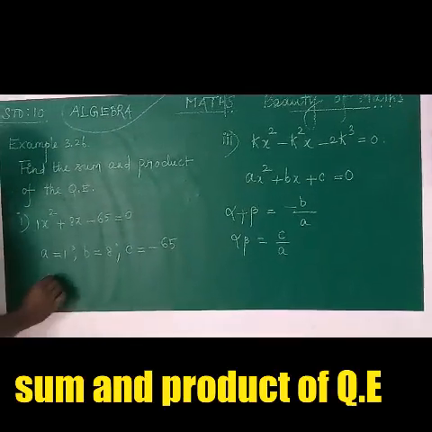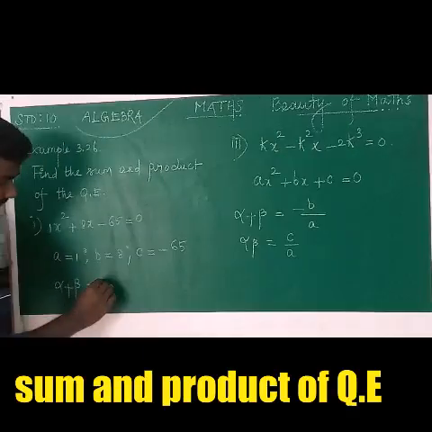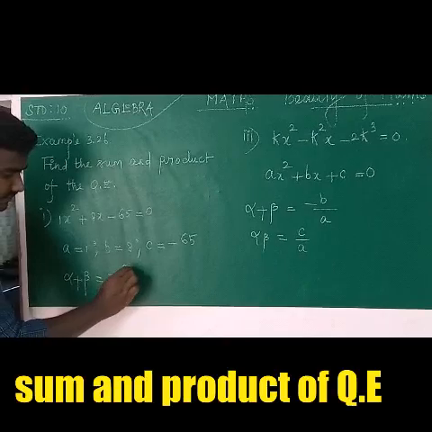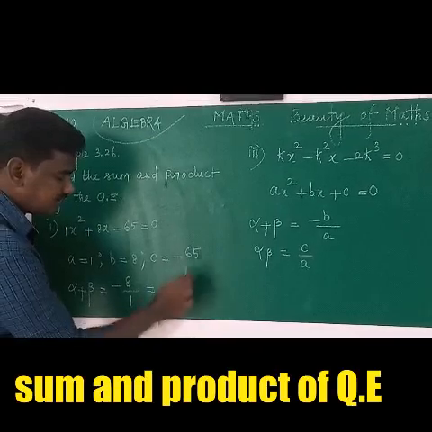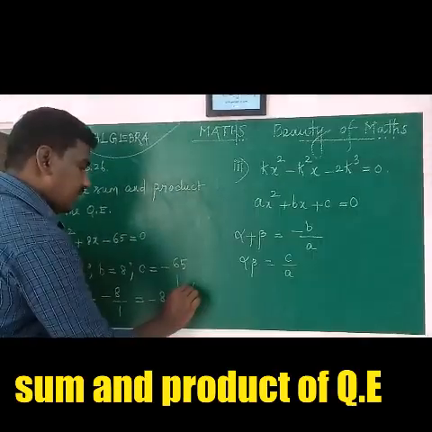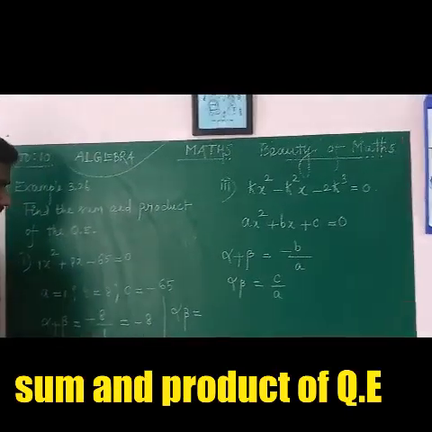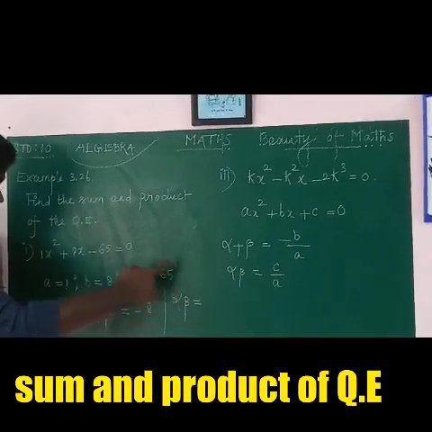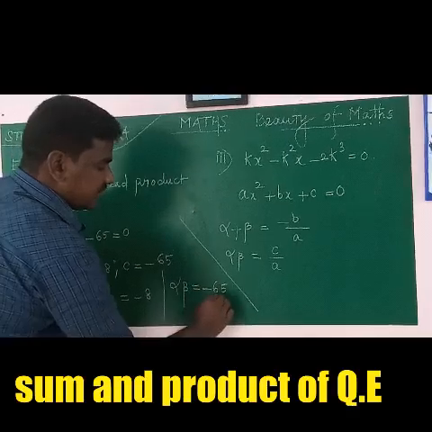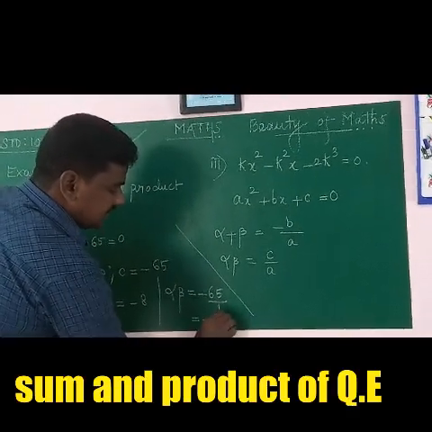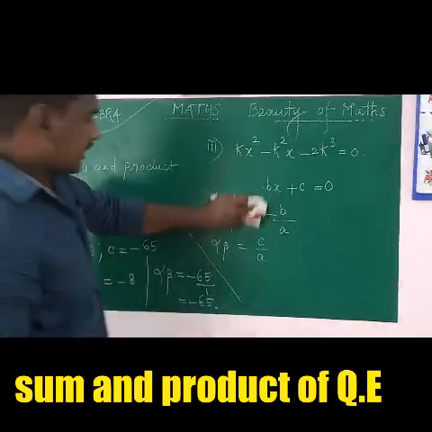Now the sum of the roots, alpha plus beta, is equal to minus b by a. Minus b value 8 by a value 1. You know very well minus 8 by 1 is nothing but minus 8. And alpha into beta, the product of the two roots, is equal to c by a. What is c? Minus 65 divided by 1. So directly we can write minus 65 by 1 is equal to minus 65. This is the required sum and product of the roots. Let's move on to the second problem.